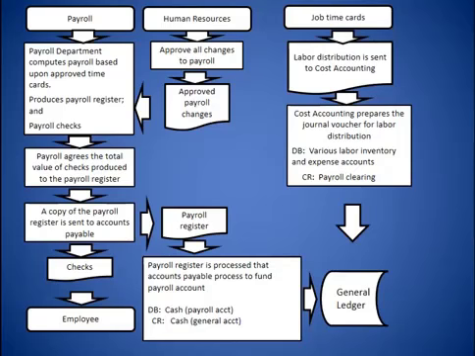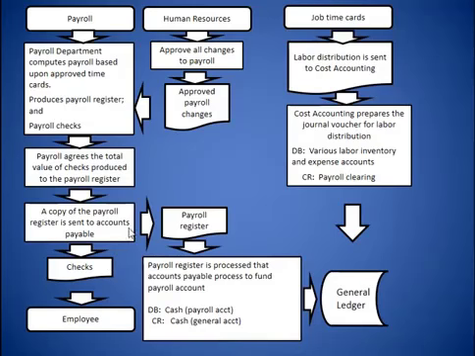Typically, also at this point in time, before any checks are disbursed, the payroll register will normally be reviewed by a fairly senior level person in the company to ensure that, in their opinion, the payroll looks appropriate and that the payroll disbursement will be proper. A copy of the payroll register then is sent to accounts payable, and at the same time, checks are distributed to employees.